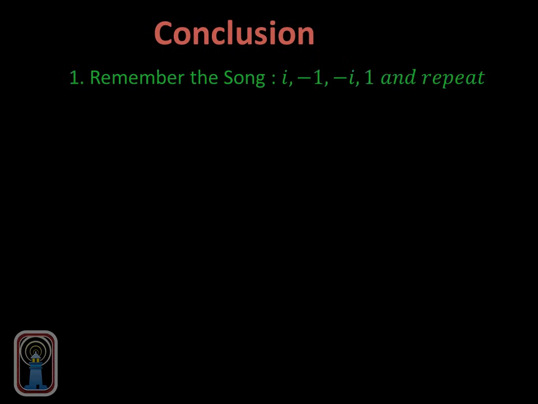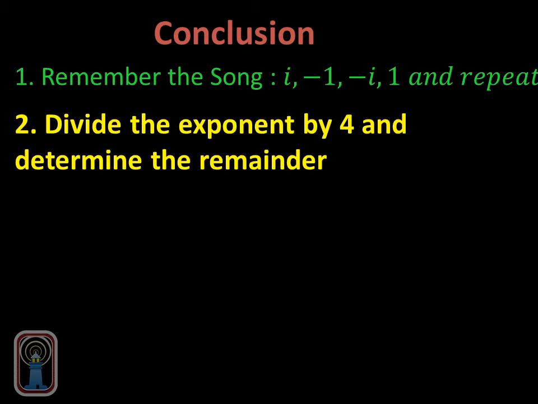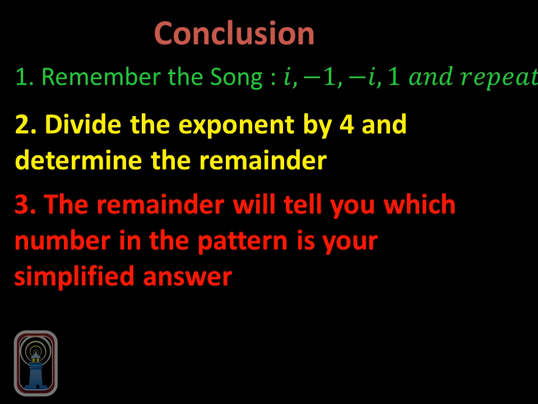In conclusion, remember the song, I, -1, -I, 1, I, -1, -I, 1. Divide the exponent by 4 and determine the remainder. The remainder will tell you which number in the pattern is your simplified answer. I hope this helps you to remember how to simplify I raised to an exponent.